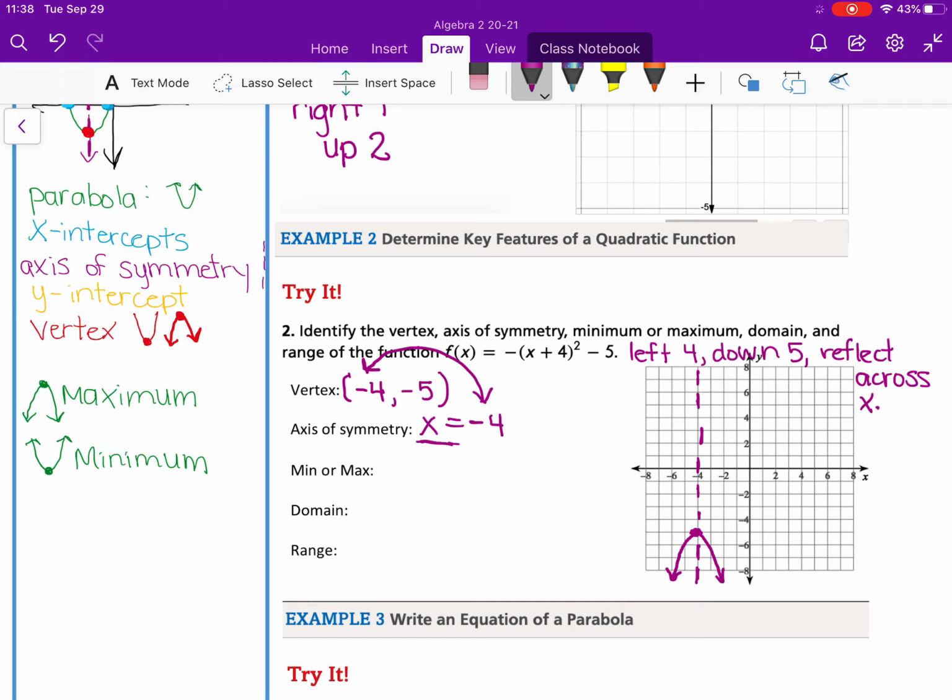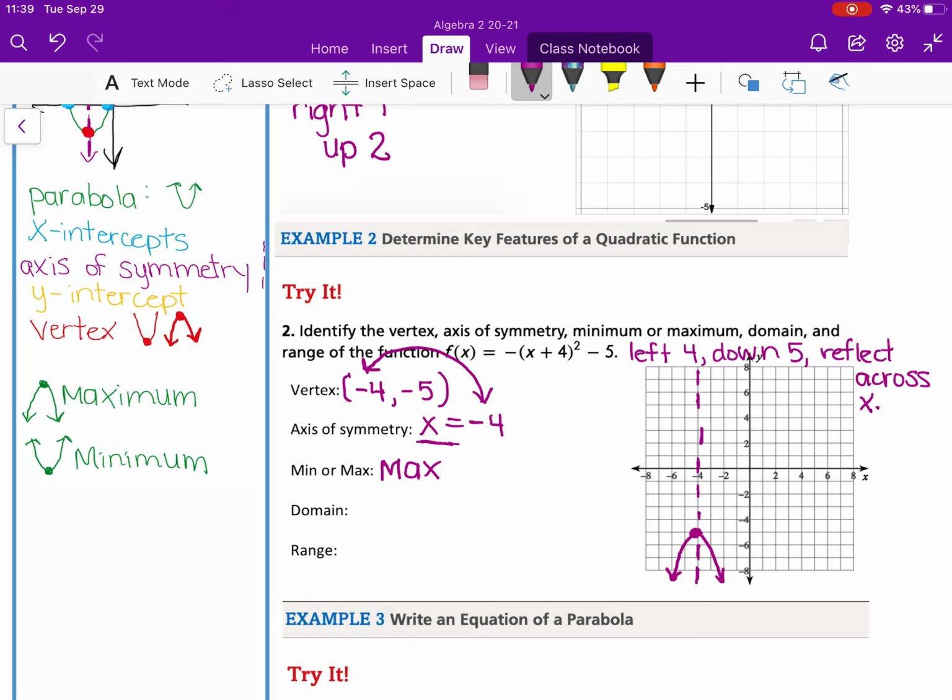All right. We want to know, is the vertex a max or a min? It is at the very top. So that is the highest number that graph will ever be. Since it's the highest number, it is a max or maximum.